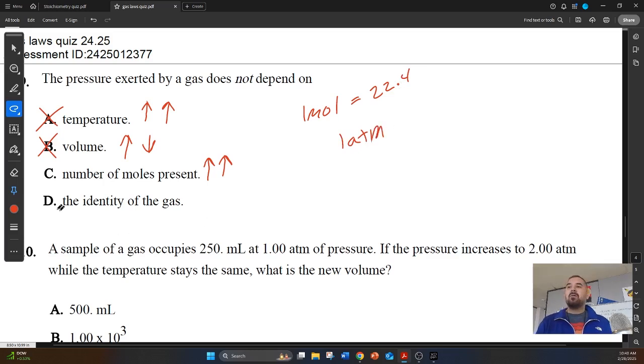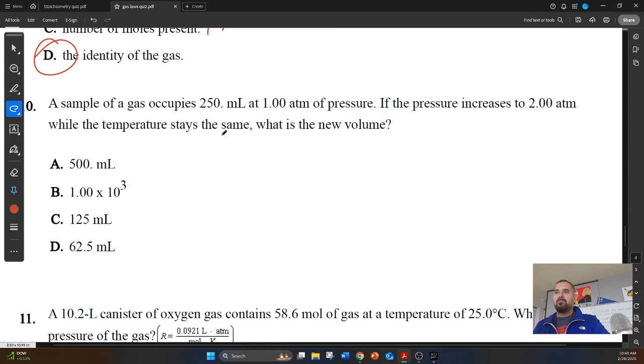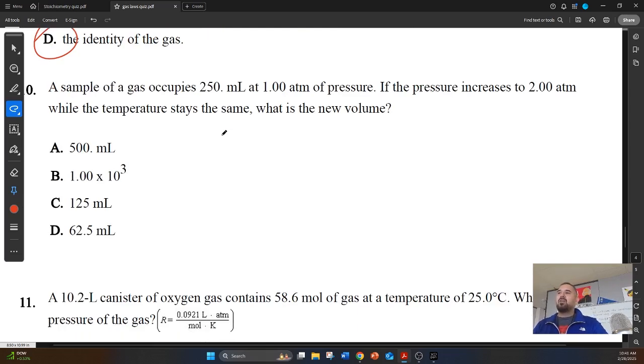It's 1 atm. So the identity of the gas doesn't matter with regard to pressure. It doesn't matter what the gas is. As long as it's at the same temperature, same volume, same number of moles, your pressure is going to be the same.